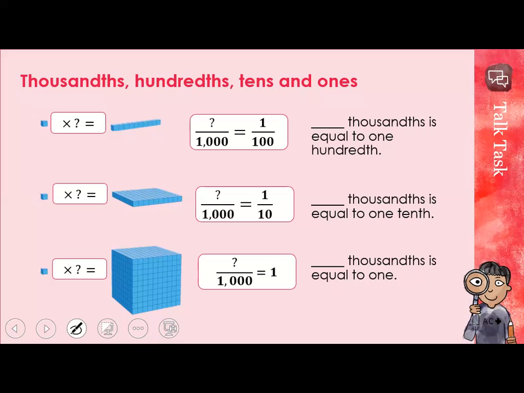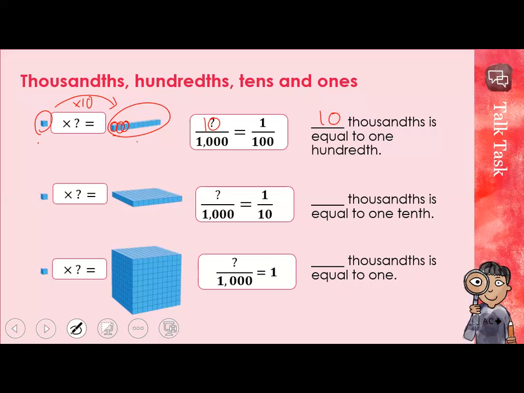Okay, so here we have a thousandth and here we have a hundredth. How many times bigger is this hundredth than this thousandth, do you think? Well done if you identified it's 10 times bigger. That's one thousandth, and how many thousandths make up a hundredth? Well, if you counted all of them, you would work out that there are 10. So we know that 10 thousandths is equal to a hundredth.